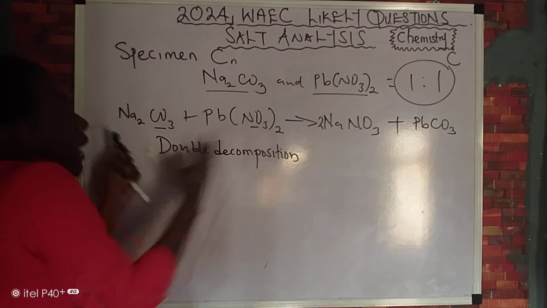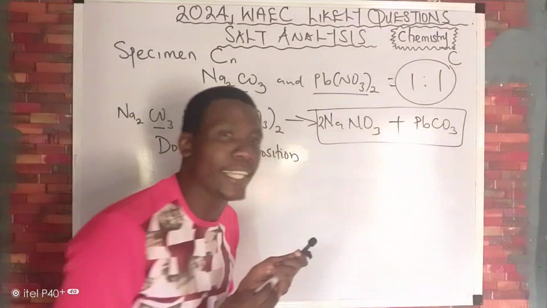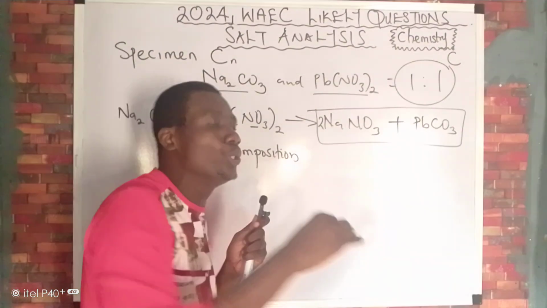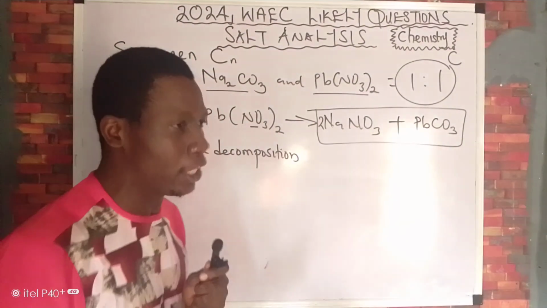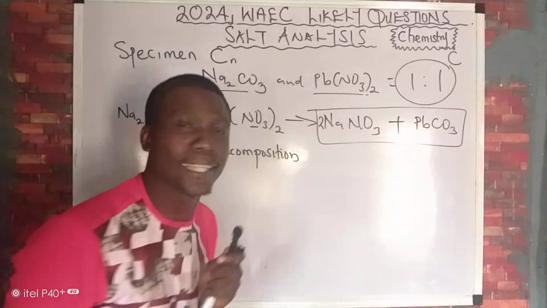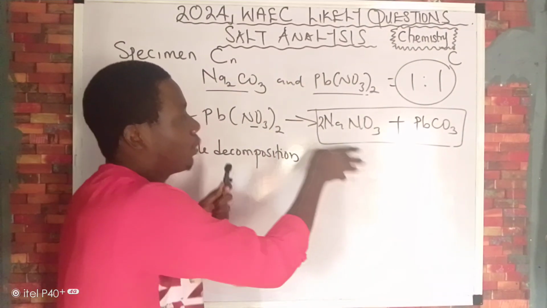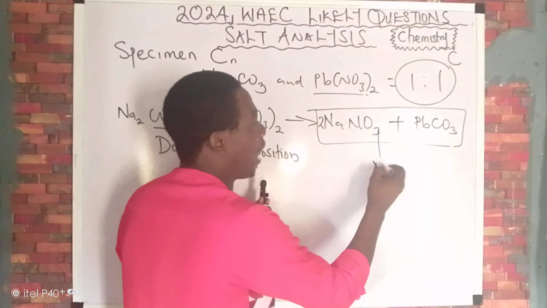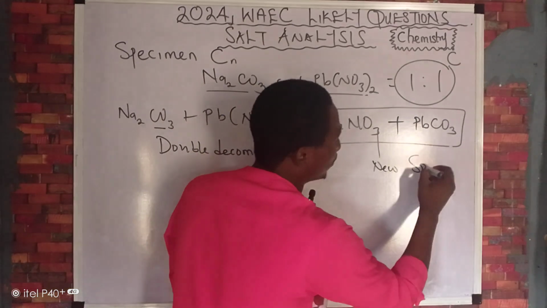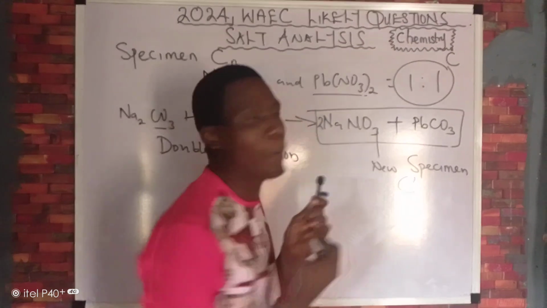And by the time they react with each other, this is what will be left in the container that you are to use for your experiment. So it is no longer sodium carbonate and lead nitrate. It is now sodium nitrate and lead carbonate. This is what we now have as our new specimen C. Take note of that. These are our new specimen C.